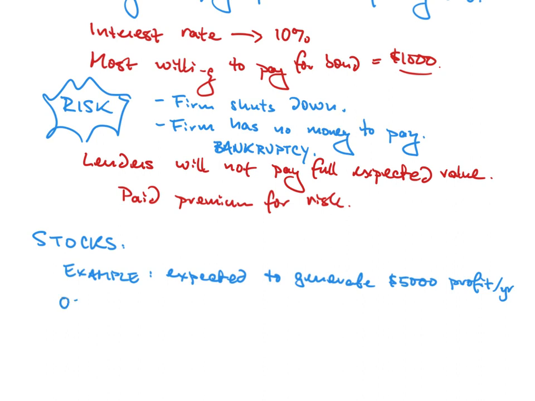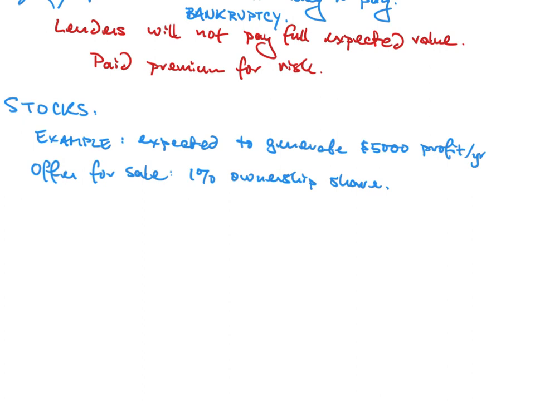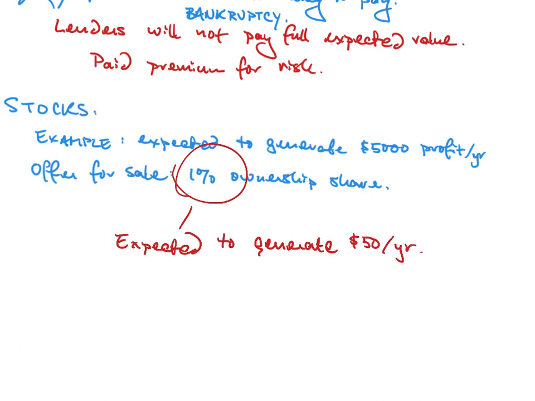Okay, and then I offer for sale a 1% ownership share. Okay, so I've got this really great idea to start up a new bakery. I just need to get some cash in order to finance it. And if I can get this together, it'll produce $5,000 of profit per year. Now, what I'm offering you is 1% of those profits. Okay, so in other words, this is expected to generate $50 per year. Okay, and basically for as long as the firm exists.